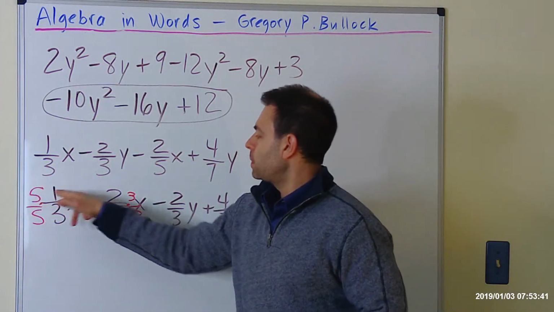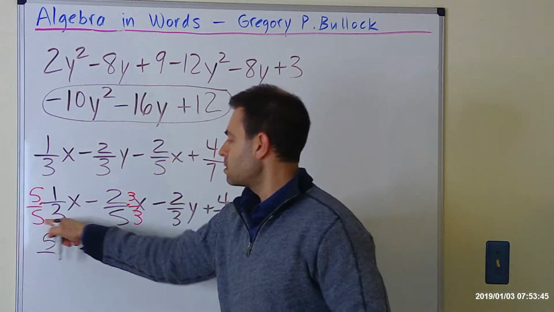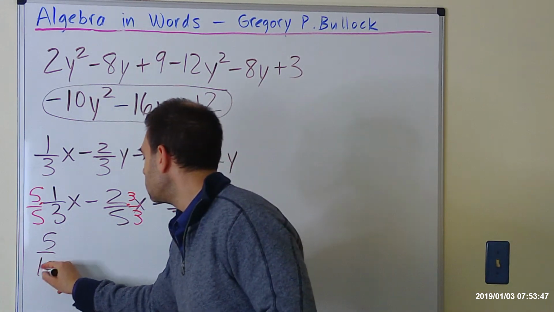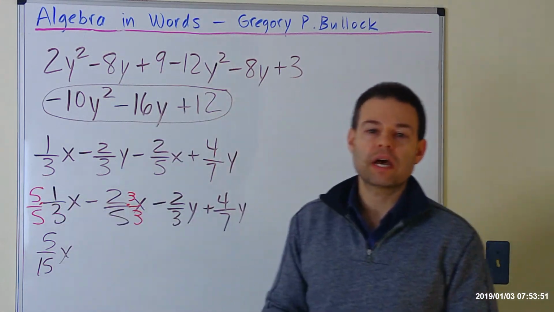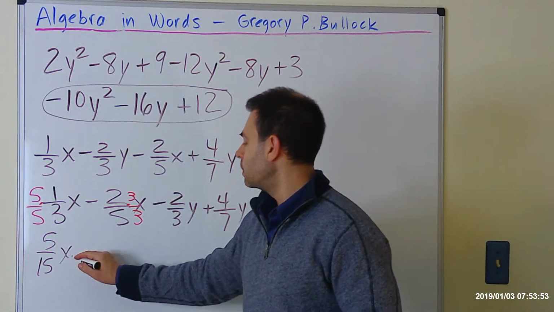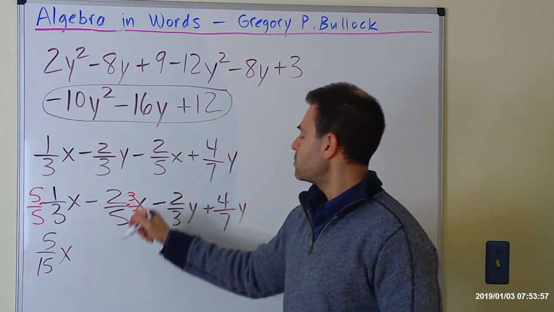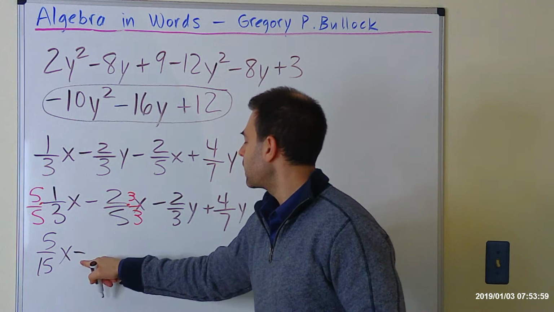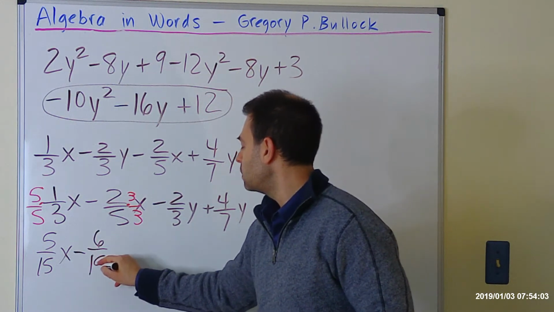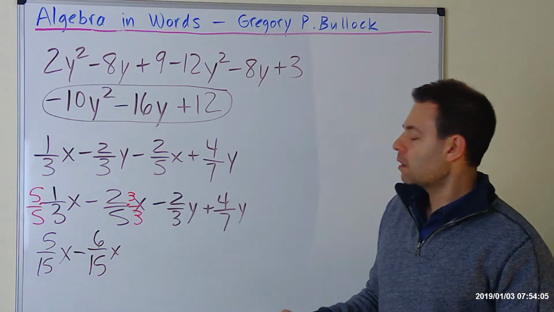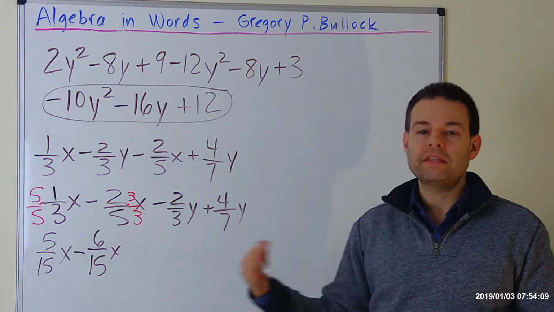So remember, multiply across the top, we get 5. Multiply across the bottom, we get 15. And keep the sign, there's no sign, it's positive, and keep the variable x. Same with this. 2 times 3, keep the sign negative, is 6. 5 times 3 is 15. Keep the x. All right? Now they are alike because they have a common denominator. We'll combine them in the next step.